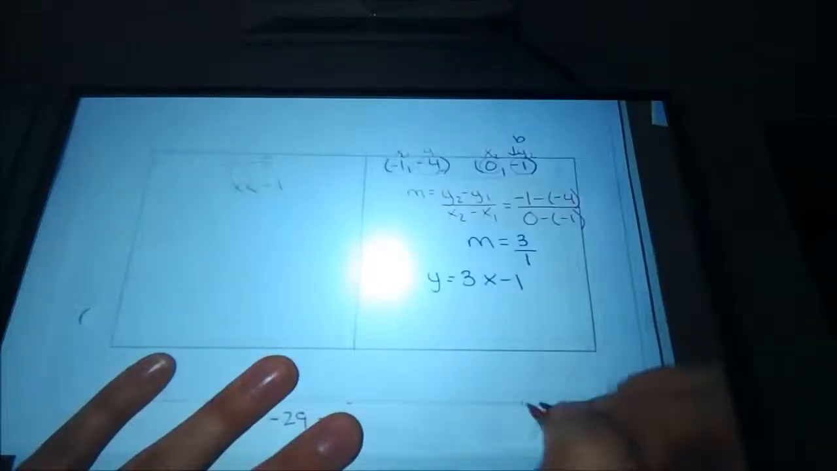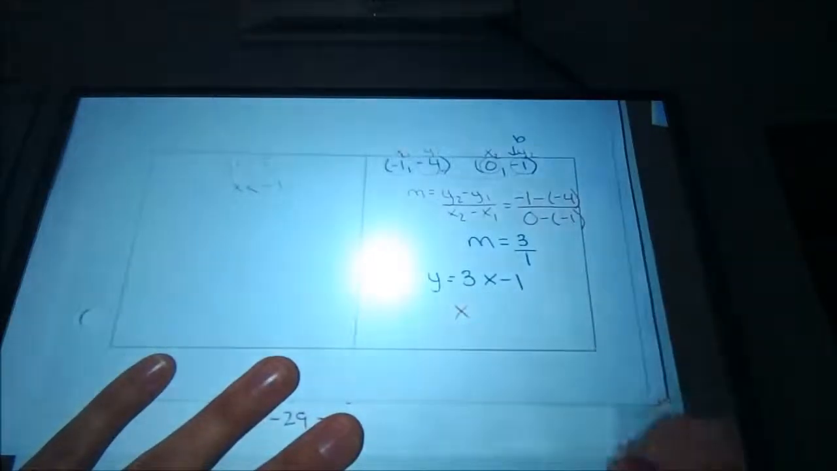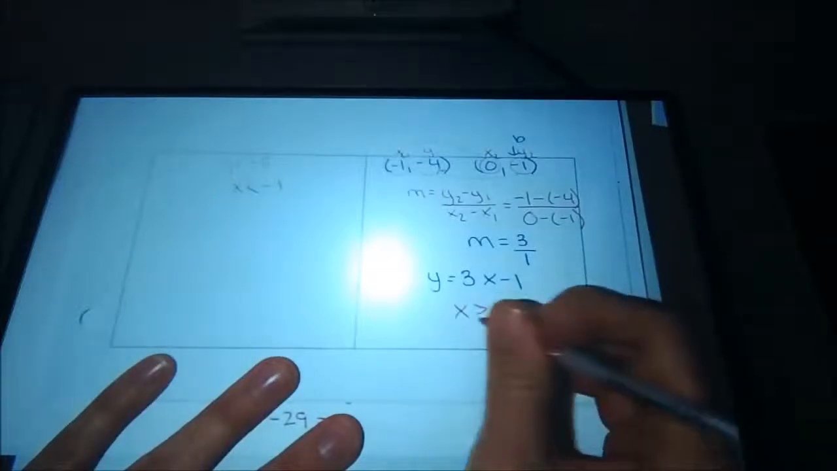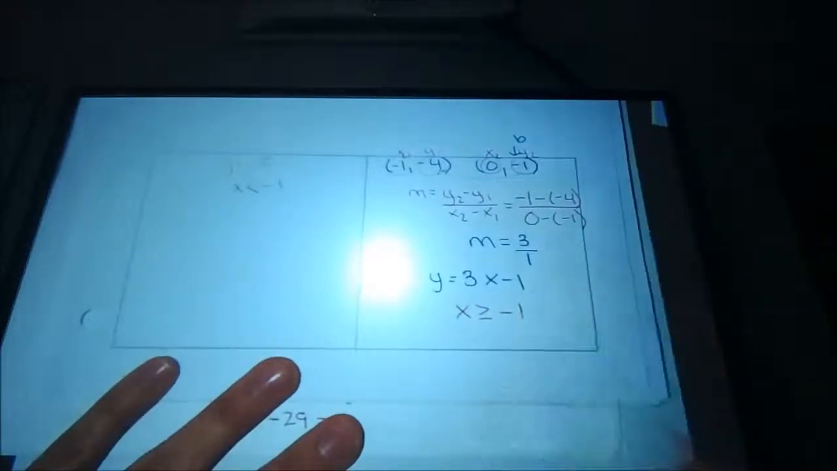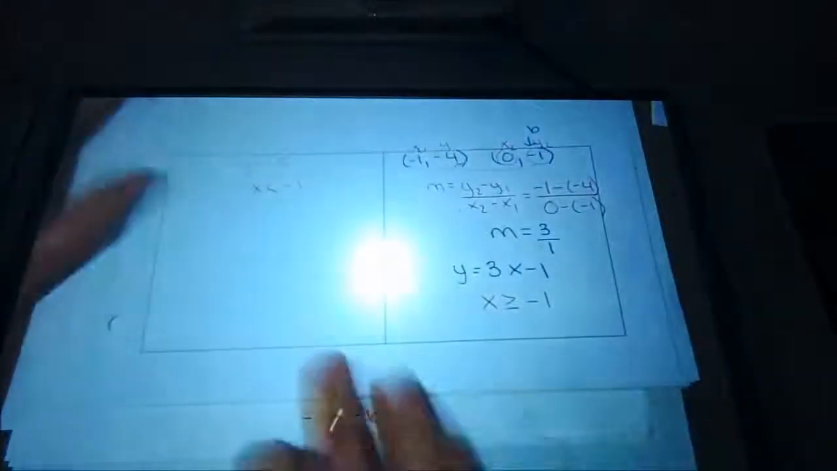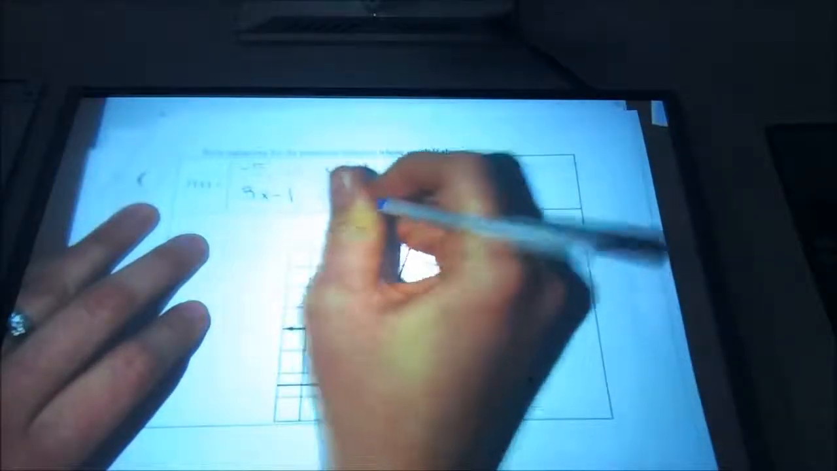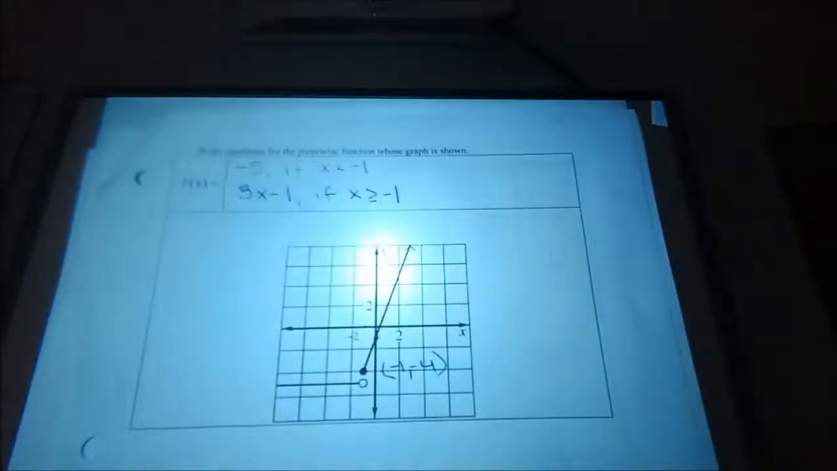What's the restriction on my domain? X is greater than or equal to -1. Okay, there should be an arrow here. Okay, so let's scroll up. The other piece of my function is 3x subtract 1 if x is greater than or equal to -1. Greater than or equal to because I have a closed circle.